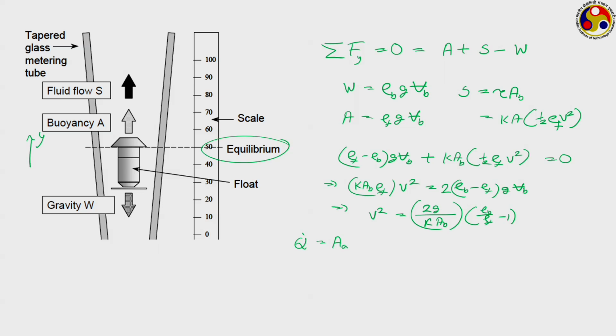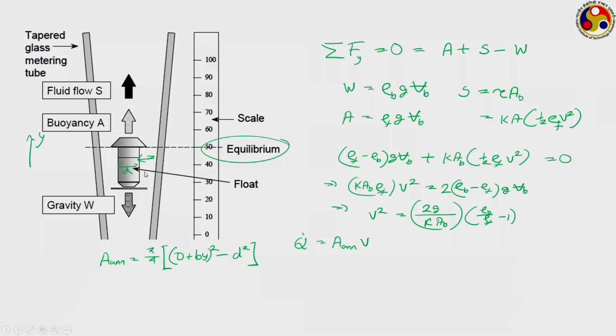Flow rate should be the AN, that is the area of the annulus through which the fluid is flowing. So, how much is the area of the annulus? A annulus can be written as pi by 4 into the channel diameter, d plus by whole square, minus the float area, where small d is the diameter of the float.